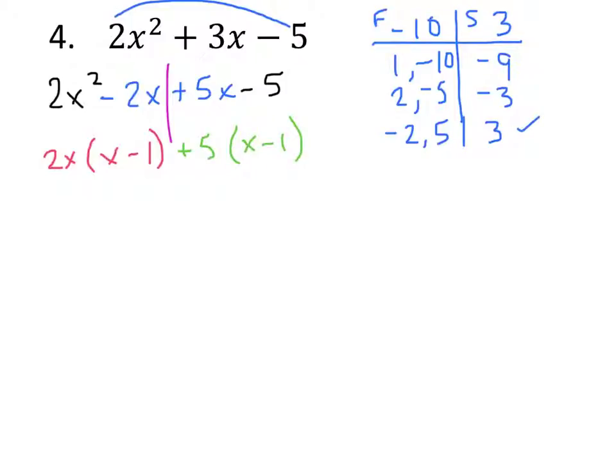So remember, this last step works because of the distributive property. You're basically taking out the common factor of each term, which is x minus 1. And then you're left with the 2x from the red and the plus 5 from the green. So now we have this in factored form.